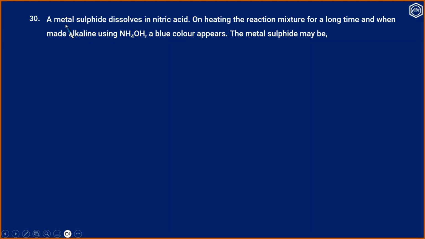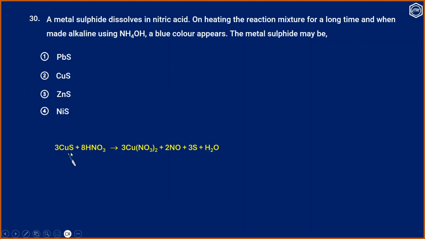Question 30. A metal sulfide dissolves in nitric acid. On heating the reaction mixture for a long time, and when made alkaline using ammonium hydroxide, a blue color appears. The metal sulfide may be lead sulfide, copper sulfide, zinc sulfide, or nickel sulfide.